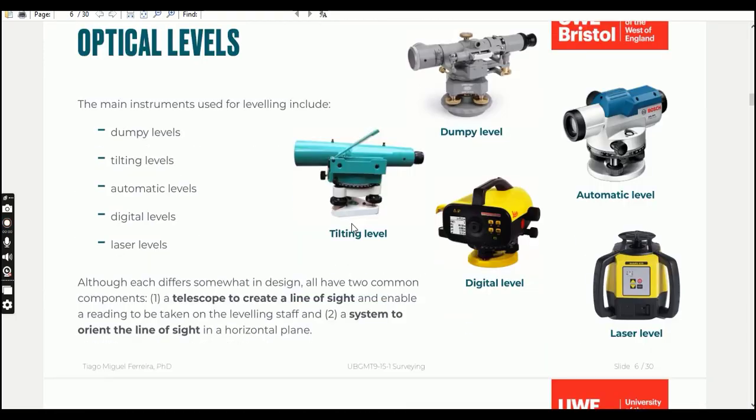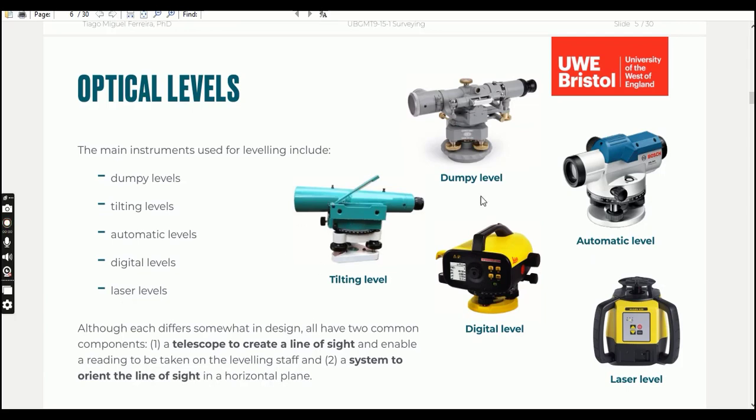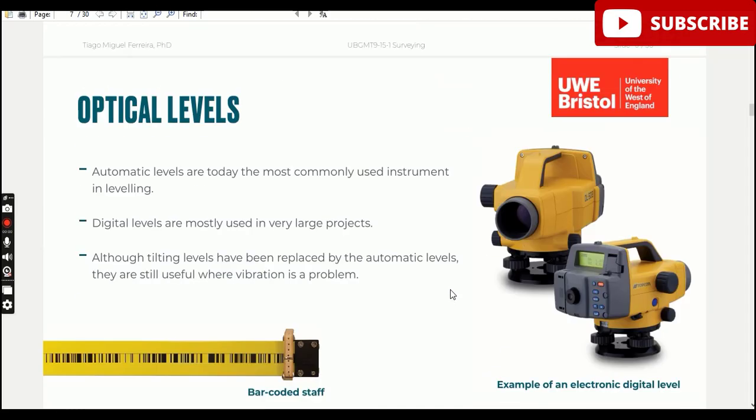We have many types of optic level: dumpy level, tilting level, digital level, automatic level, and now also the laser level. Each differs somewhat in design, but all have two common components: a telescope to create a line of sight and enable a reading to be taken on the leveling staff, and a system to orient the line of sight in a horizontal plane.